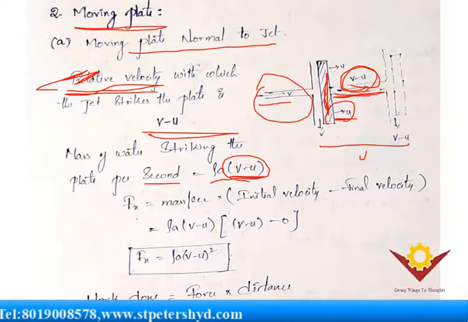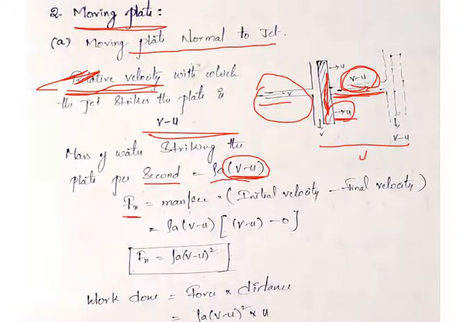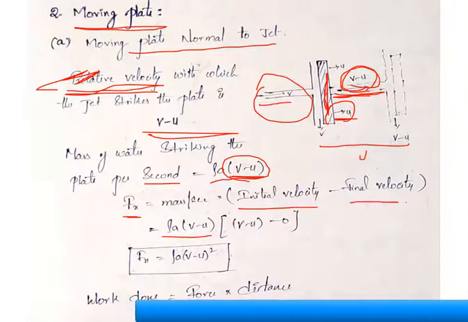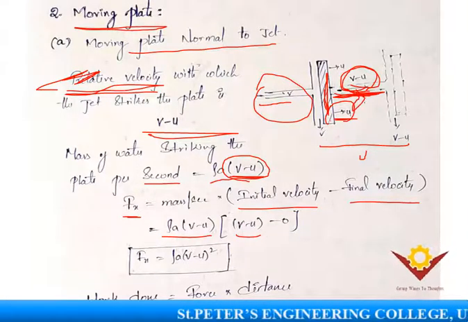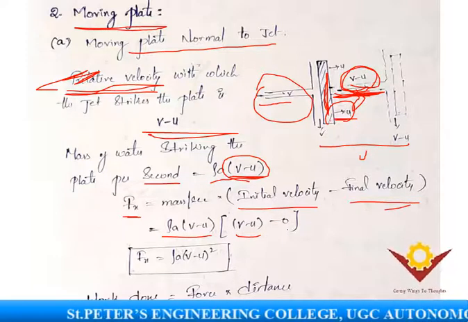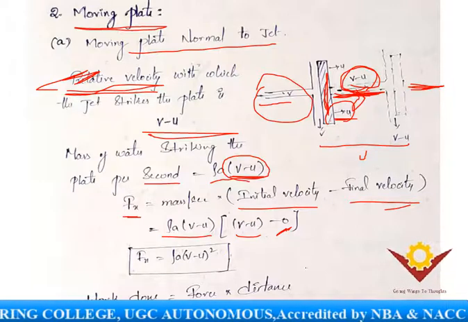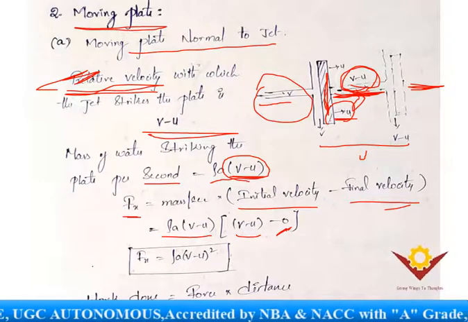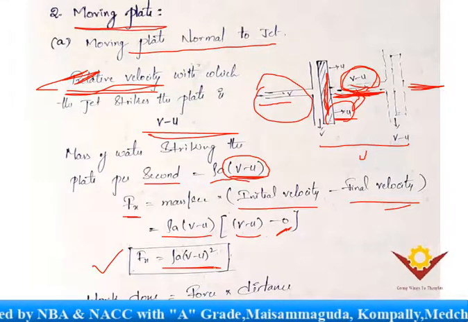And according to the impulse momentum principle, the force exerted in the x direction is equal to mass per second, which is rho a (v minus u), into initial velocity minus final velocity. The initial velocity is v minus u in the x direction, and the final velocity will be 0, that is the velocity after striking the plate in the x direction is 0. And the final equation is the force in x direction equals rho a (v minus u) whole square.